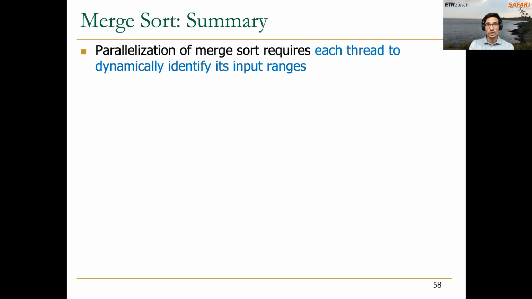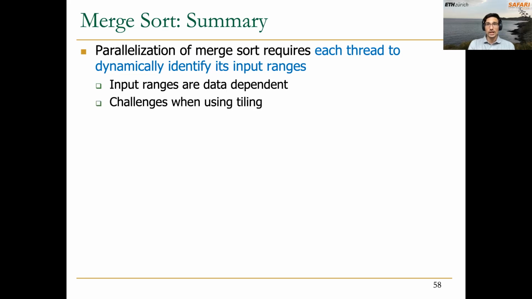As a summary, merge sort is a really important primitive in some algorithms, like sorting algorithms, and also very important for map-reduce frameworks. The parallelization of merge sort requires each thread to dynamically identify its input ranges. That's what makes this implementation challenging, but also extremely interesting. The input ranges are data dependent, as we have seen, and there are also challenges when using tiling, because we may need to reload elements that were previously loaded but not consumed.